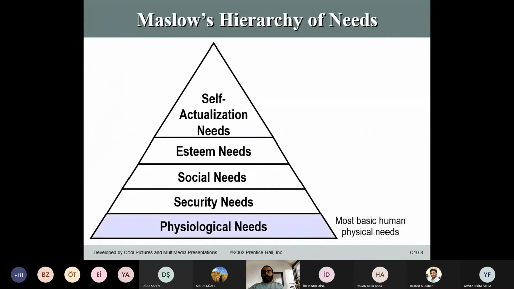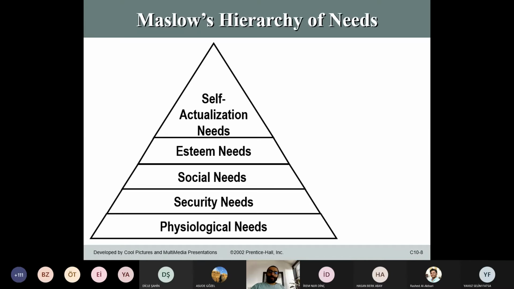Another important motivational theory is Maslow's hierarchy of needs. Actually, it's very important. You will see it a lot in your future courses as well. And I suggest you learn it very well. Okay. What does Maslow say? Maybe you have realized this before. Maybe you heard about this Maslow hierarchy.